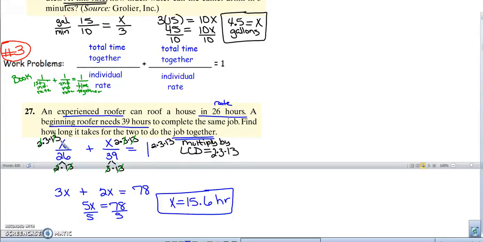So notice I multiplied both sides of the equation by that LCD. Then in green, I'm showing you what canceled. The 2's, the 13, so you end up with 3x. Here, the 3 and the 13 cancel, you bring down a 2x. Here, nothing cancels, you multiply it all out, you get 78. 5x equals 78. When you divide, you end up with 15.6 hours is how long it would take them working together. Approximately half the time of one of the people.